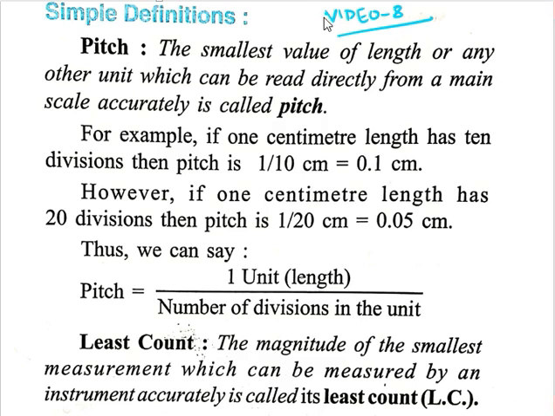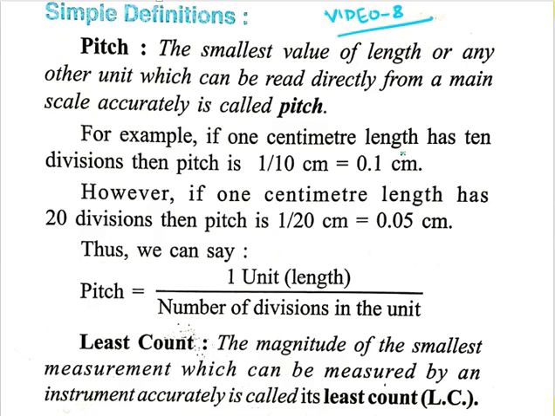So first definition is the pitch. Okay. So what is pitch? Pitch is the smallest value of length or any other unit which can be read directly from the main scale. Okay. So main scale we have already discussed, vernier scale we have already discussed. So pitch is the smallest value of length or any other unit which can be read directly from the main scale. That value should be read from the main scale.